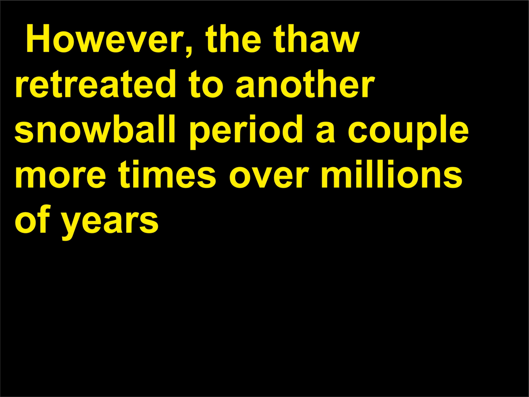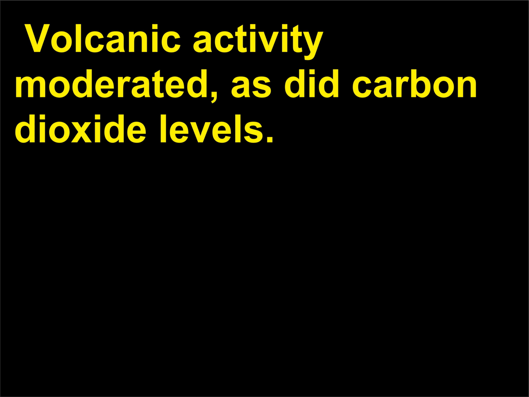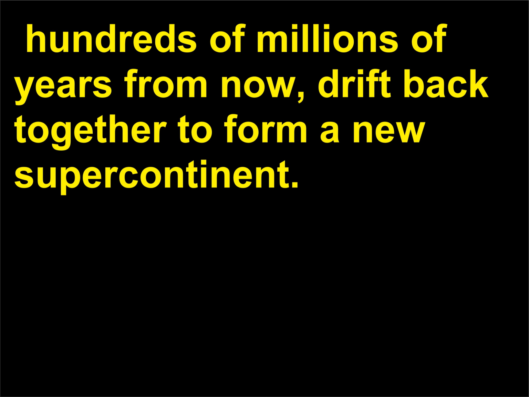However, the thaw retreated to another snowball period a couple more times over millions of years, before the continents moved into positions that created a more stable geophysical state of the planet. Volcanic activity moderated, as did carbon dioxide levels. Another snowball Earth could happen again, however, as the continents, hundreds of millions of years from now, drift back together to form a new supercontinent.